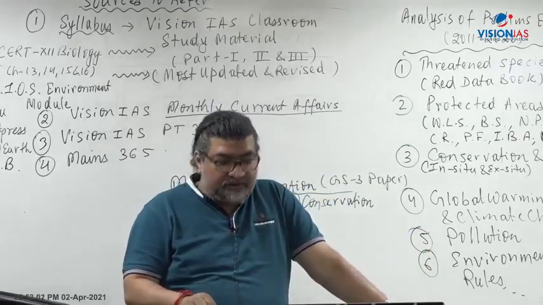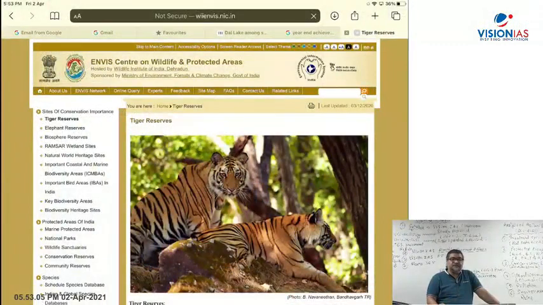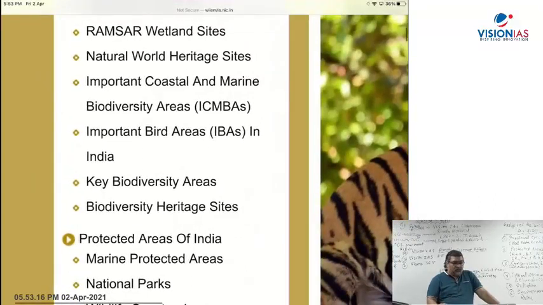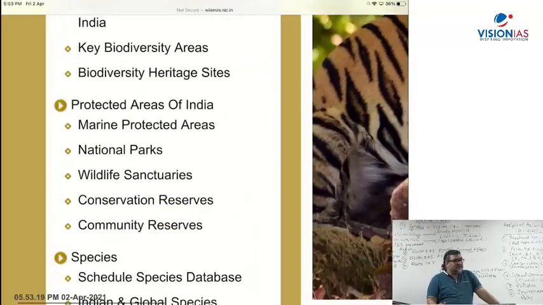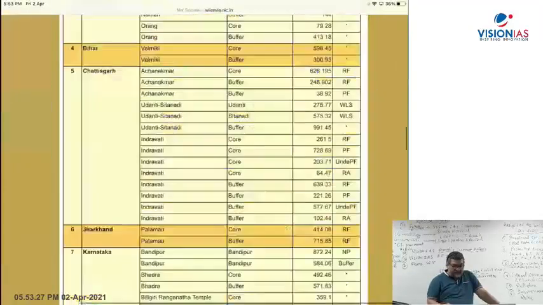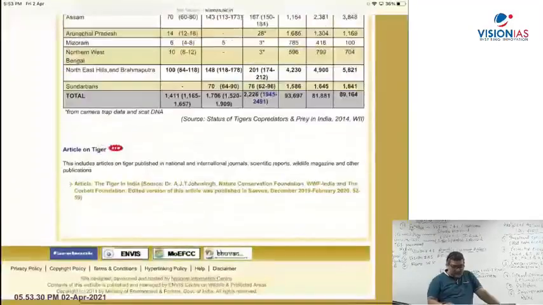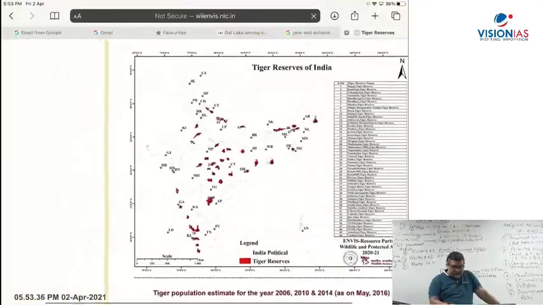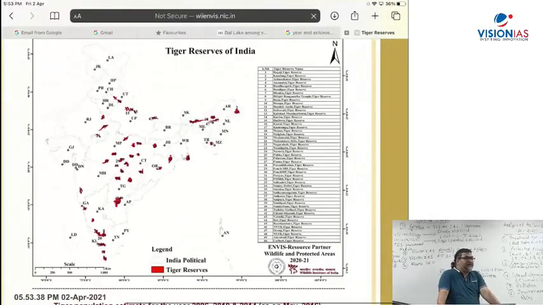Now you can see here, this is the web page where you have the tiger reserves. All the data is given. On the left hand side you can find Tiger Reserve, Elephant Reserve, Ramsar Wetland Site, everything. National parks, sanctuaries, you will get everything. And here Project Tiger, 1973. When you go down, you have the entire data given. You even have articles and maps there. You have all the maps about the tiger reserves. We have 50 tiger reserves in India and they have been given here through mapping.